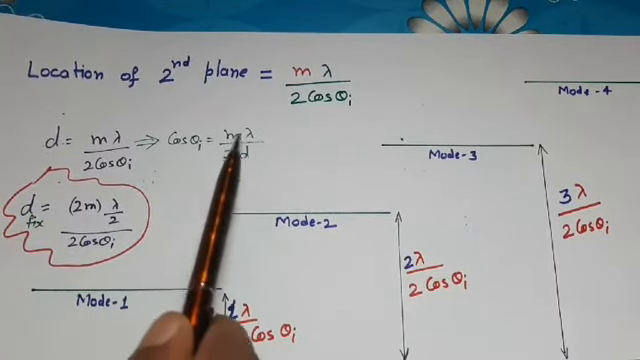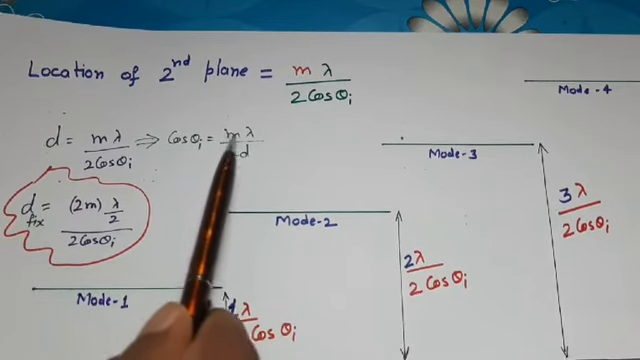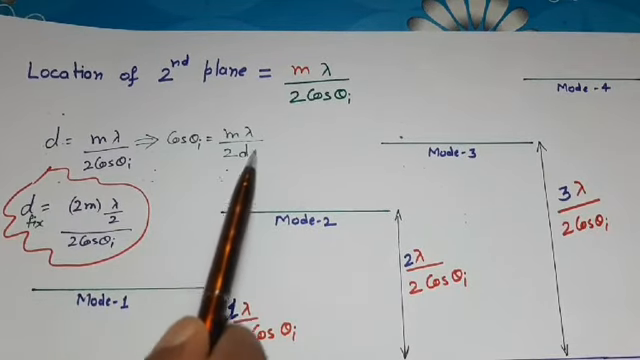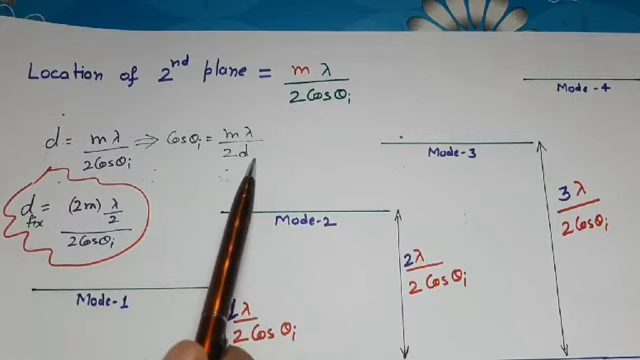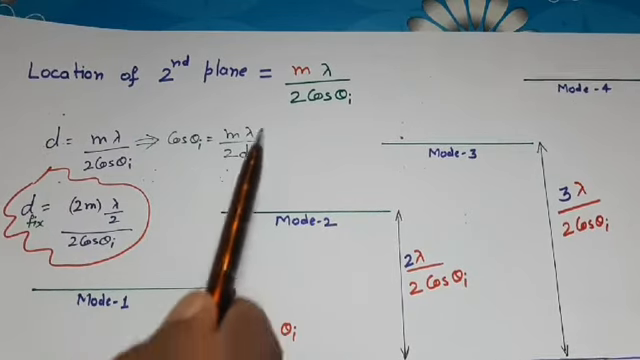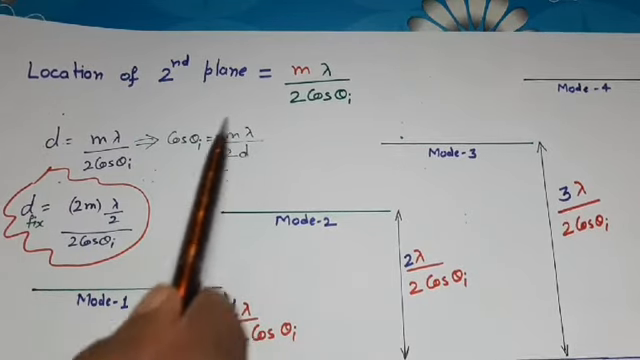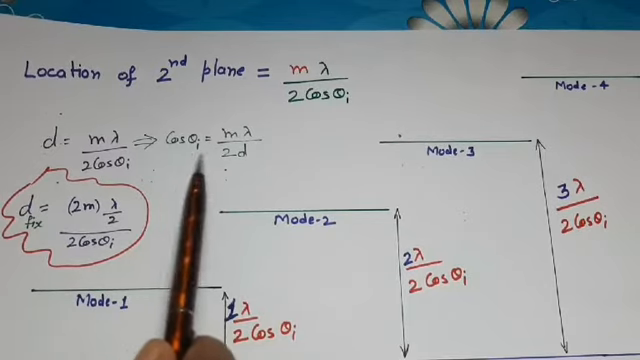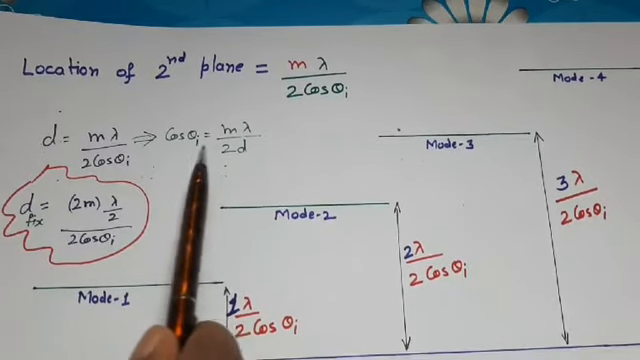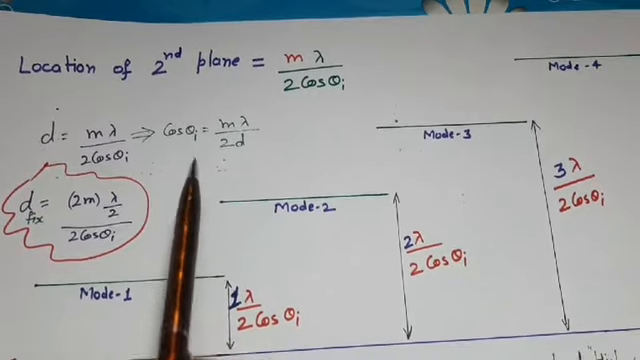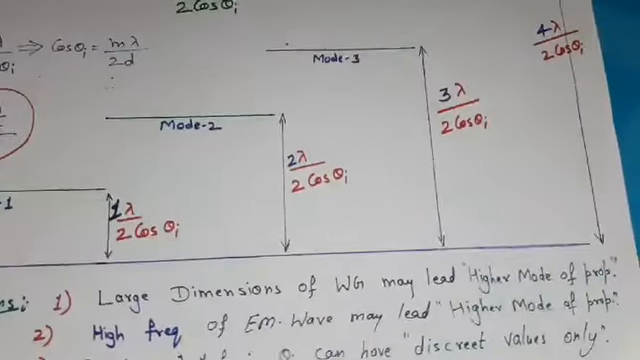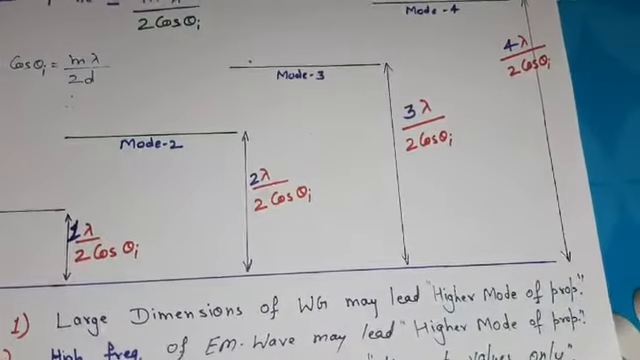Because m can have only integer values, for a given wavelength and given separation, this quantity can have only some discrete values. Therefore, theta I will also have some discrete values only. So it proves that if we want to sustain the propagation through a waveguide, then theta I can have discrete values only.